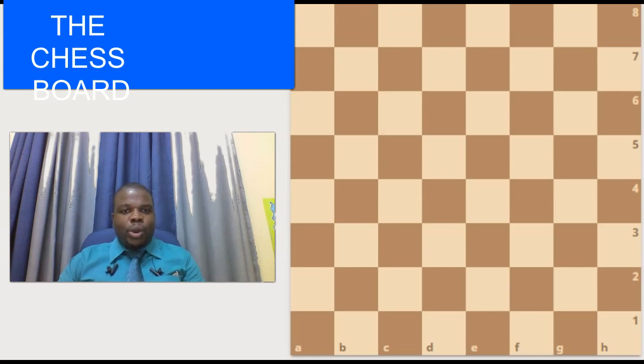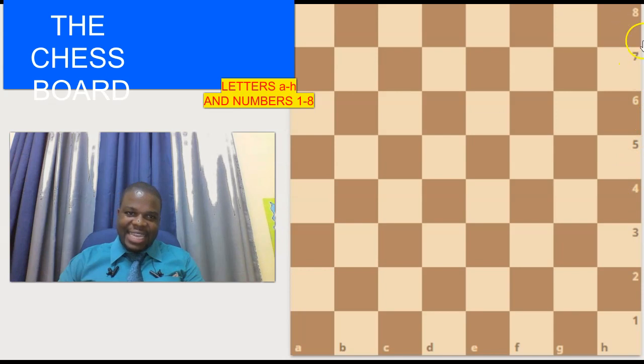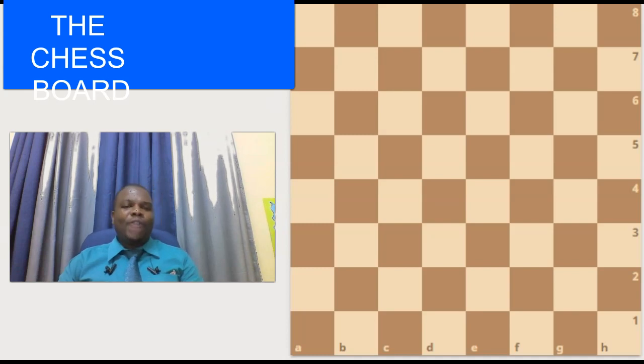Now that we know that we have squares on the board, dark squares and light squares, on the chessboard we also have letters and numbers. You'll see some letters here: A, B, C, D, E, F, G, and H. You also have numbers: 1, 2, 3, 4, 5, 6, 7, 8. In a little while, I'll tell you what the letters mean and what the numbers mean. Now let's get deeper into the board.